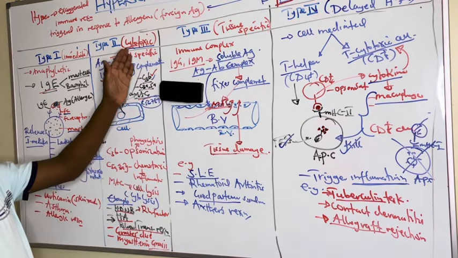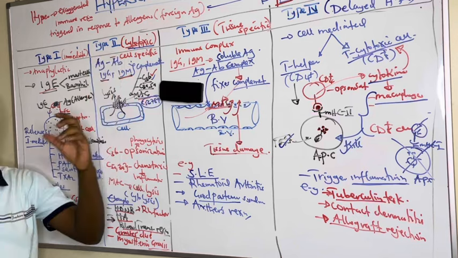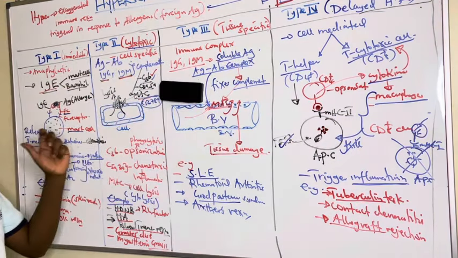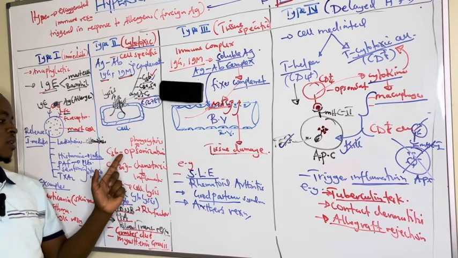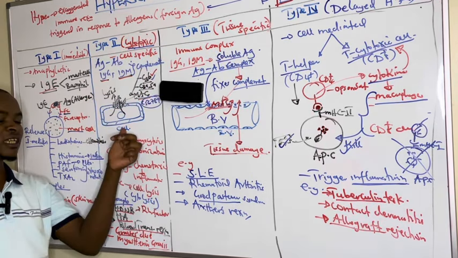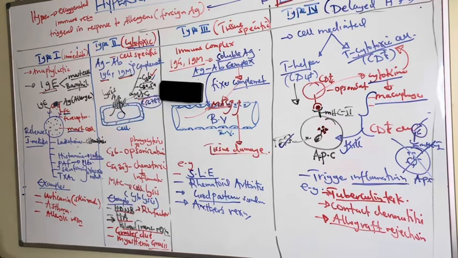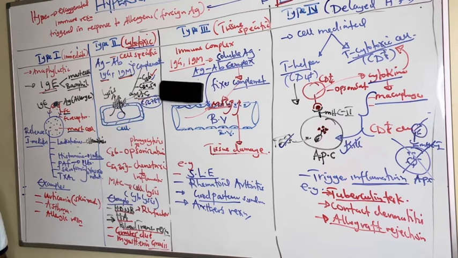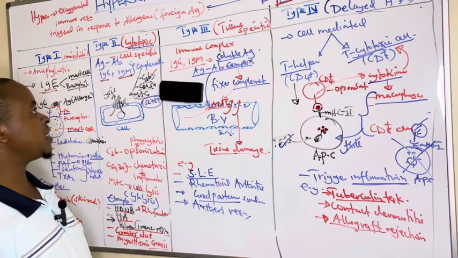And type 2, we have seen it is cytotoxic, meaning it is cell-specific and involves IgG and IgM that fix the complement system, and the end result is cytolysis, phagocytosis, and inflammation of the cells, because it is cell-specific. And we have seen examples like hemolytic disease of the newborn, hemolytic anemias, blood transfusion reaction, Graves' disease, and myasthenia gravis. And we explained how it comes about.